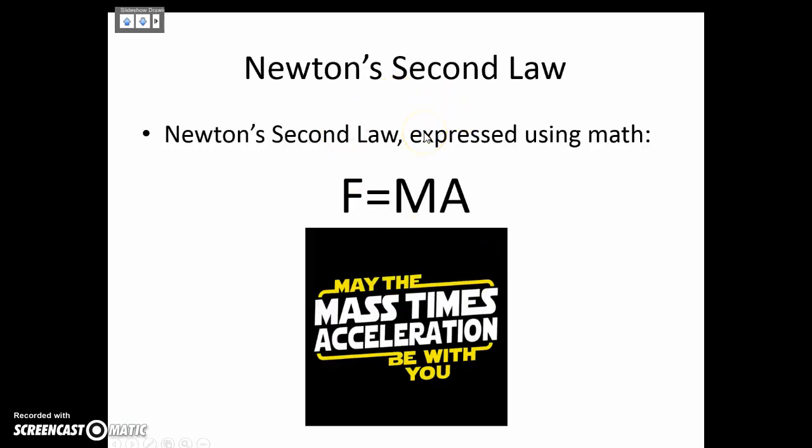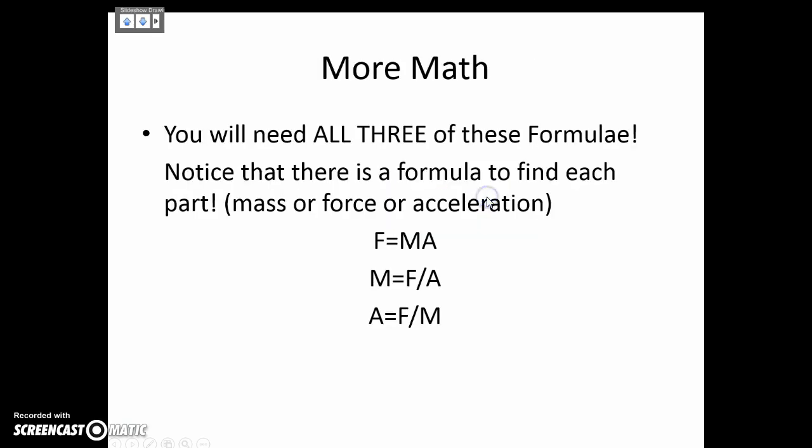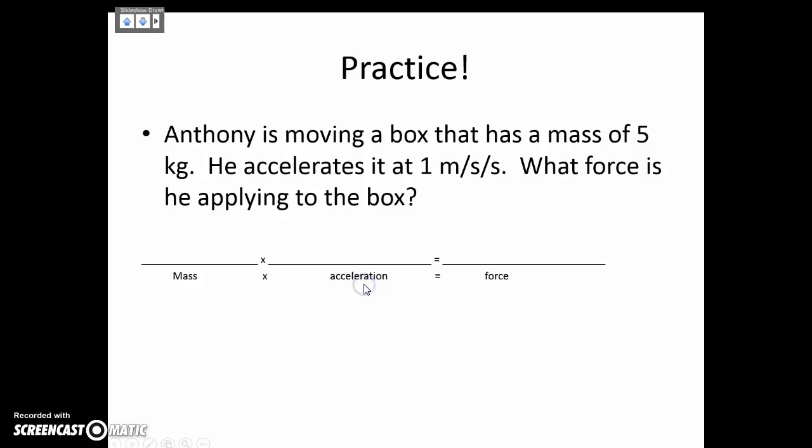All right, now, Newton's second law we can do math with. This is a very mathy kind of law, so we're going to see a lot of math here. Expressed using math, it would be F equals ma. That one's pretty famous. Force equals mass times acceleration. You will need all three of these formulae. Notice that we have a formula rearranged from F equals ma to find both the mass and the acceleration when you're given one of them.